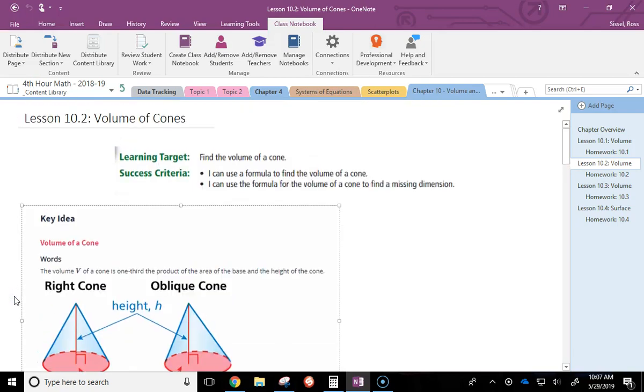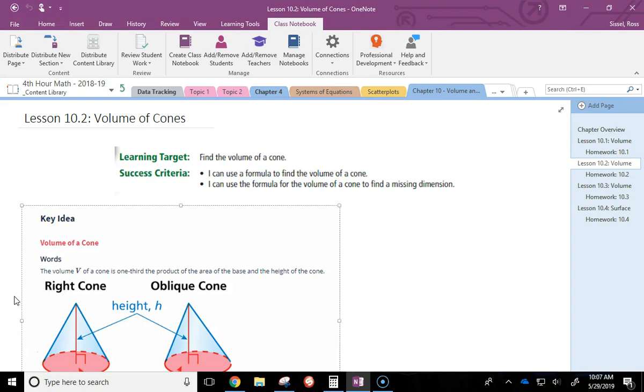Alright, so we are working on lesson 10-2, volume of a cone. Like I said on yesterday's assignment, this should be a little bit of a review because we did this very quickly before MAP testing, making sure you understood how to do volume. So our learning target, our goal, is that I can find the volume of a cone.